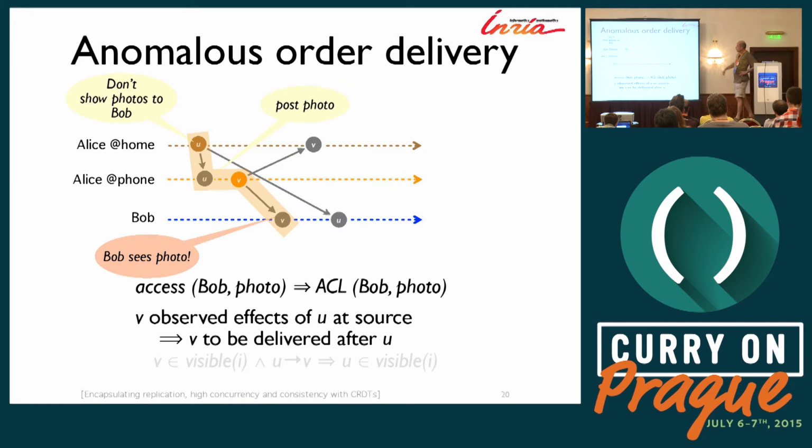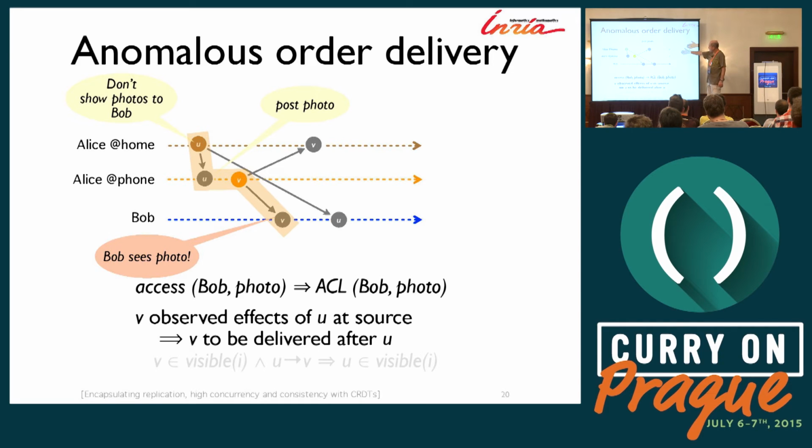We have three replicas of your social network application where you post photos. Alice has a replica at home on her home computer, and she executes the operation that says, in the future, I don't want this directory of photos to be visible to my boss, Bob. And then she propagates that. And then she goes to her phone and posts a photo.